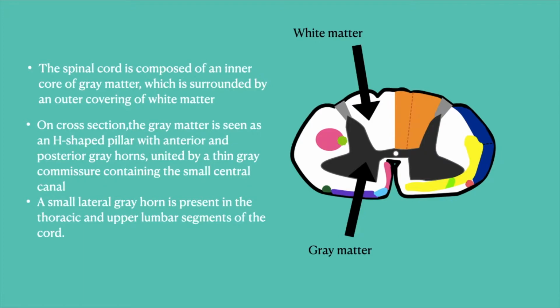The spinal cord has an inner core of gray matter which is surrounded by an outer covering of white matter. On a cross section, you would see the gray matter as an H-shaped pillar with anterior and posterior gray horns or columns, which are united by a thin gray commissure. This contains the small central canal. A small lateral gray horn is also present in the thoracic and the upper lumbar segments of the cord.